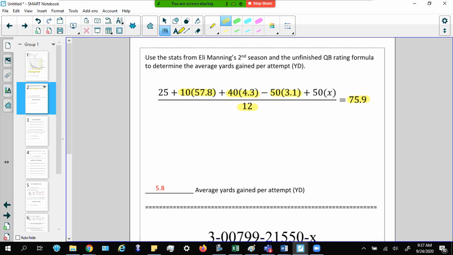So when you start seeing my work, you'll be like, where'd all these numbers come from? Well, because I multiply by 12, and then I multiply the 10 times 57.8. All right, so that's where all this information is coming from.